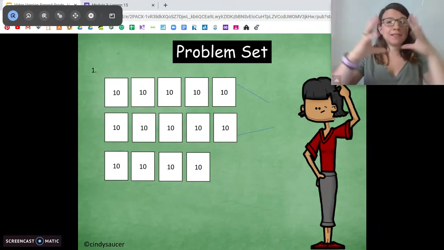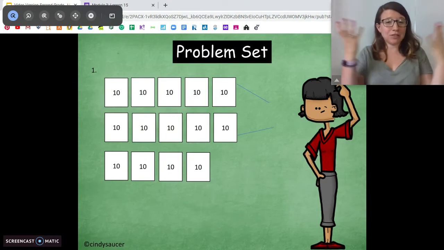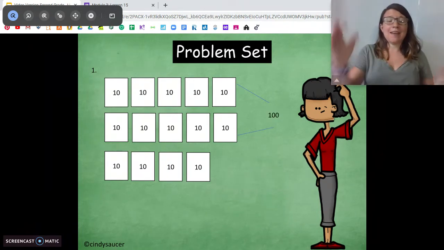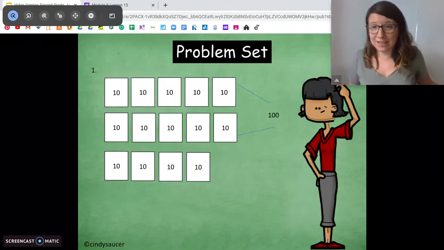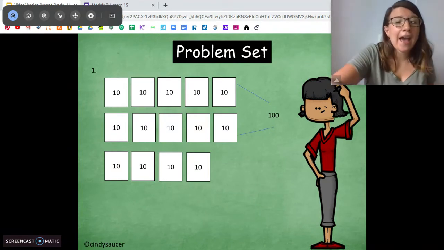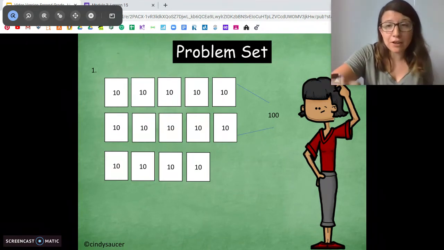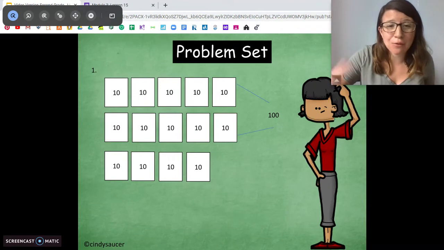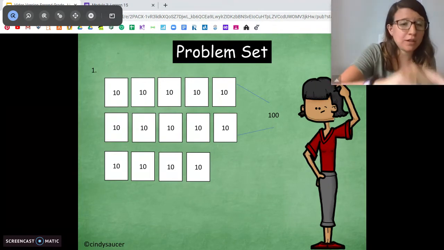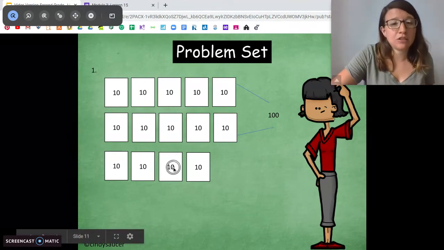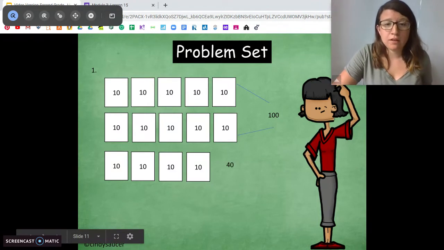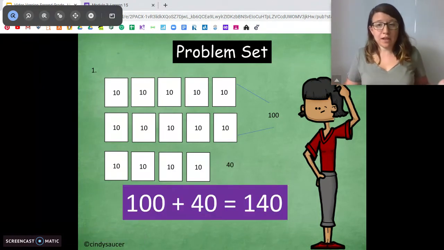Now, I know that 10 tens equals 100, so I'm going to group those together, and right off the bat, I know I have at least 100. Now, I have 4 extra groups of 10, so I'm just going to count those on. 100, 110, 120, 130, 140. 100 plus 40 equals 140.